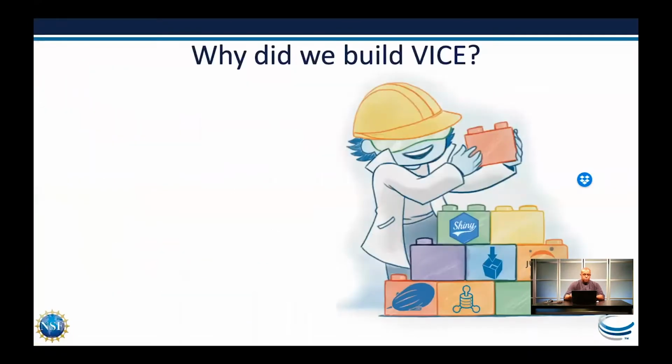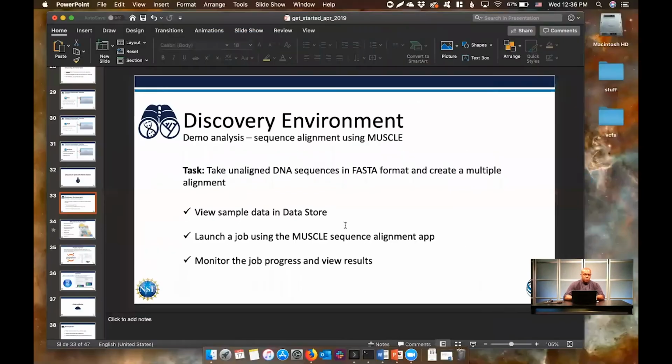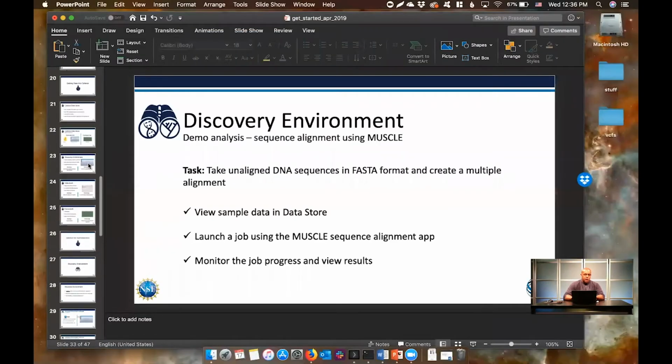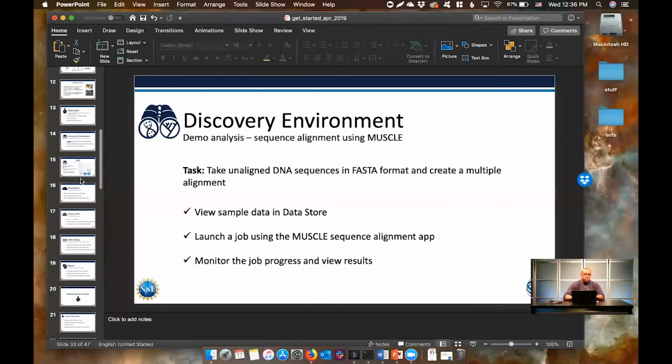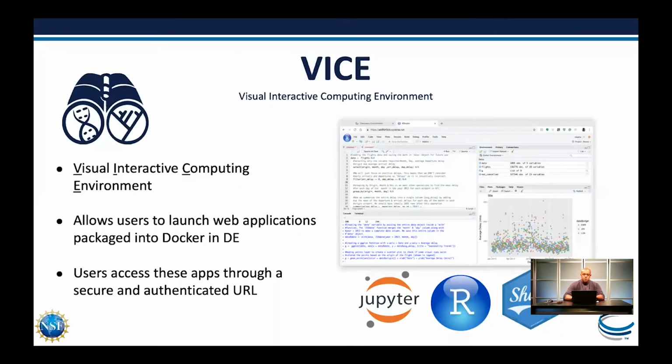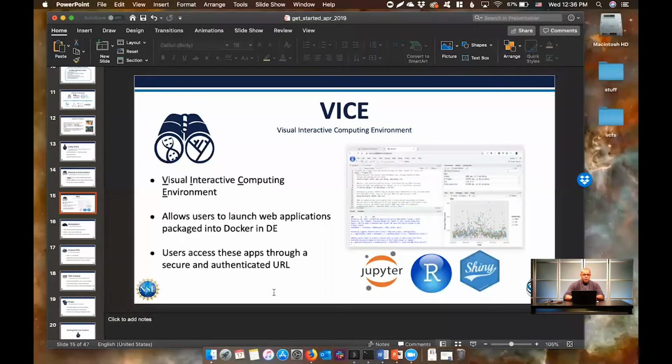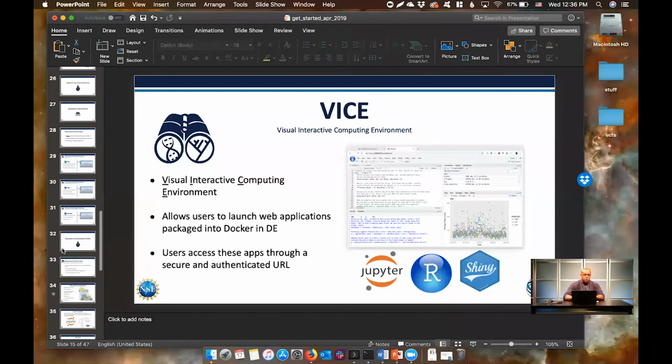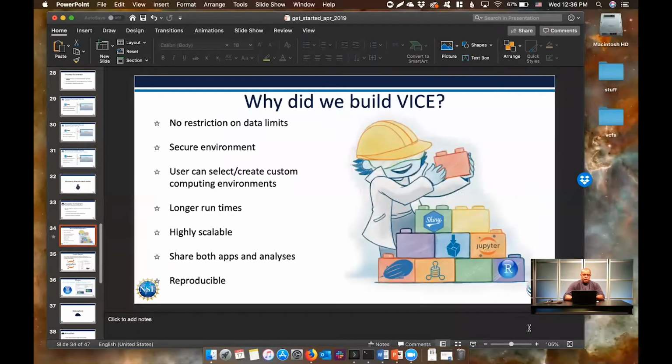So let's see. Well, VICE, which I should go back to the other slide actually, just to give you the acronym again, stands for Visual Interactive Computing Environment. So it is a way to launch some computing environments like RStudio or Jupyter Notebooks, which you may or may not have some familiarity with, but it's a really popular way of analyzing data and really one of the common tools of data science.